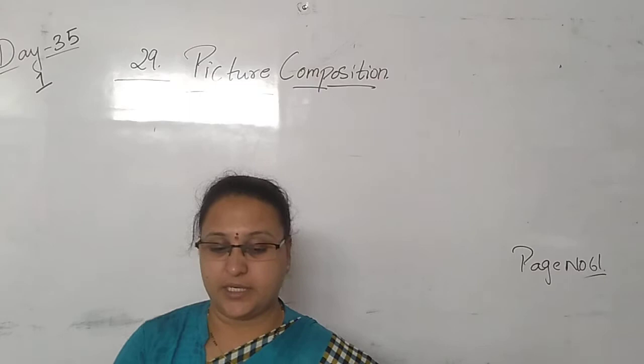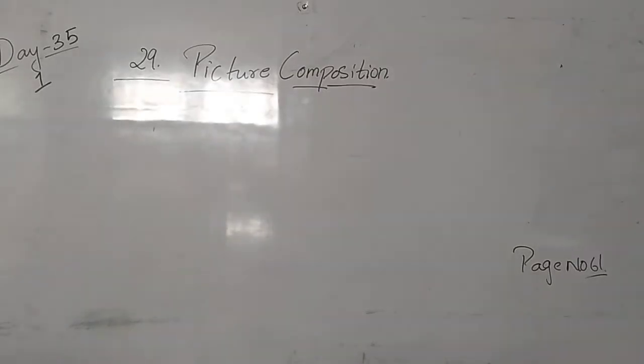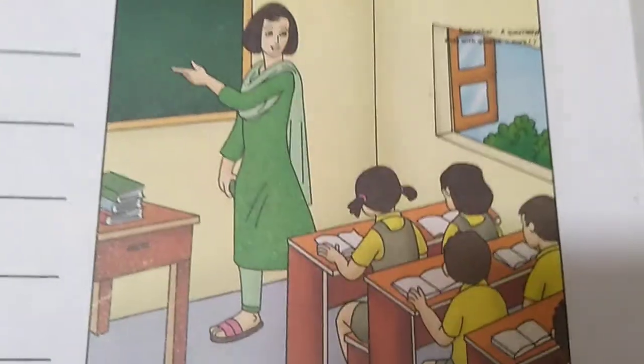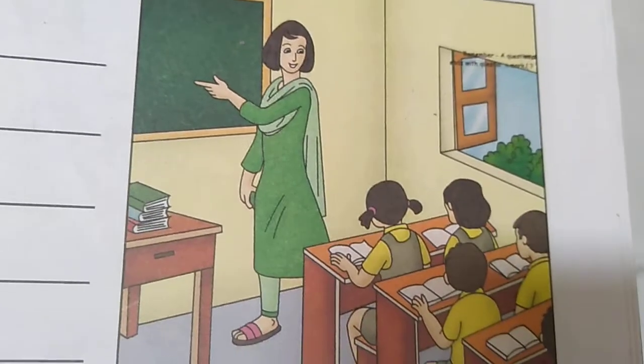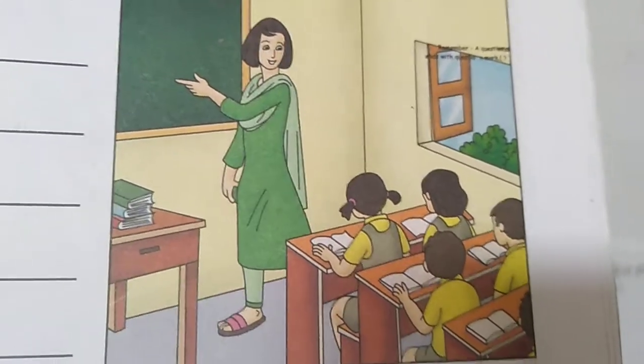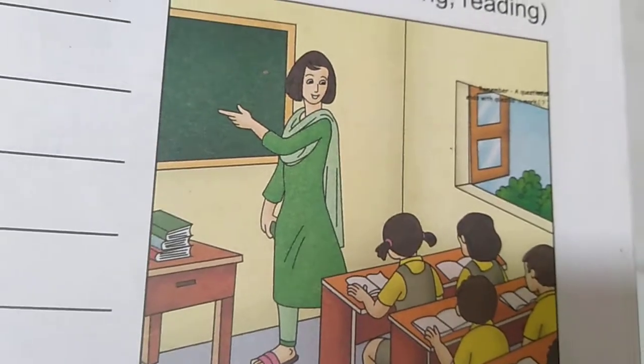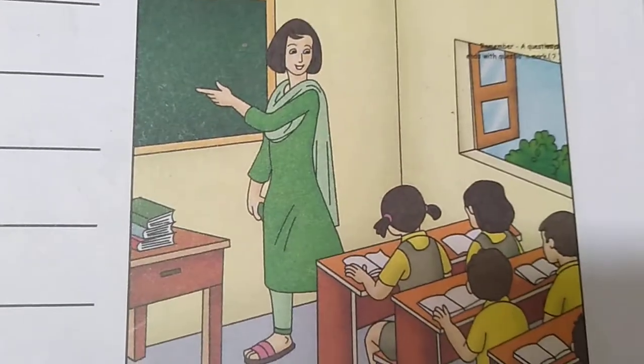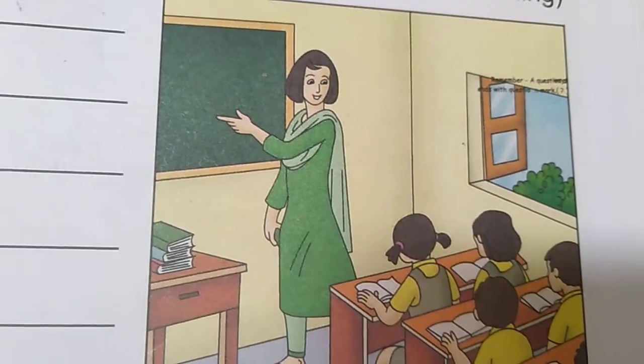Yes, children, here you can see they have given a picture. What picture is this, children? Can somebody tell me what picture this is? Now you can see it clearly. This is a classroom, children. And in the classroom, what all things are you seeing in this picture?